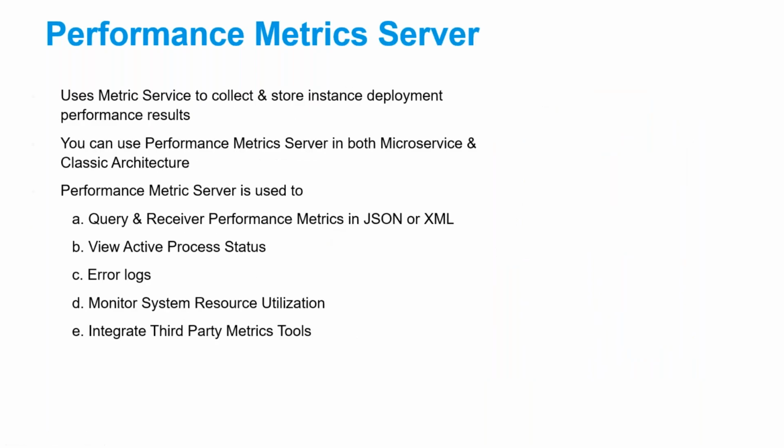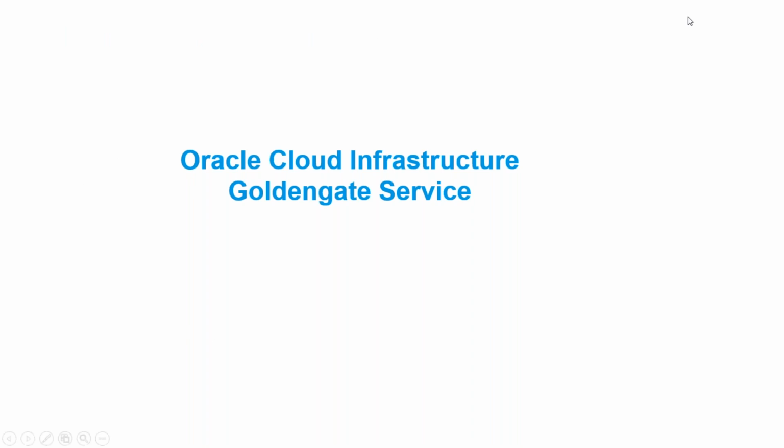Performance metric server uses metric service to collect and store instance deployment and performance results. So it displays the performance results for you. You can use performance metric server in both microservices and classic architecture. From version 12.3 onwards, this performance metric server is available for both classic as well as microservices architecture. It is used to view process status, error logs, monitor the utilization, integrate third-party metric tools, and query and receive performance metrics in JSON or Excel. So microservices architecture is the future of Goldengate and it is recommended.